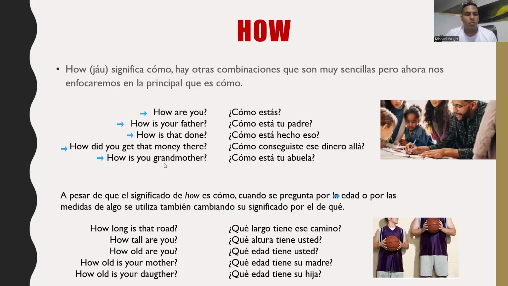But when you ask about the age, or for some measures of something, you have to change the meaning, right? Por el de qué, right? How long is that road? ¿Qué largo tiene ese camino? How tall are you? ¿Qué altura tiene usted? How old are you? ¿Qué edad tiene usted? How old is your mother? ¿Qué edad tiene su madre? How old is your daughter?